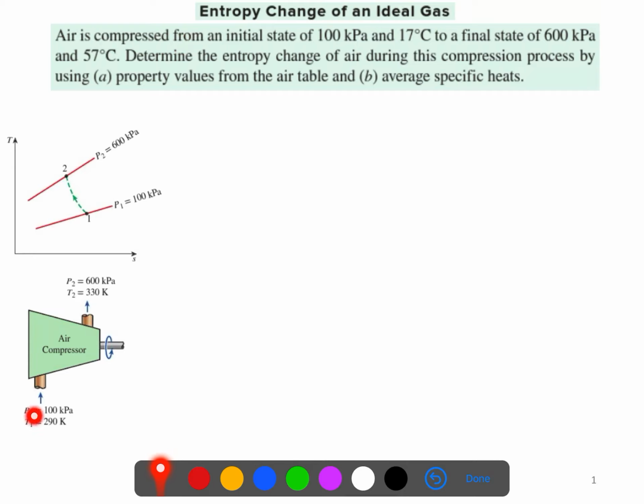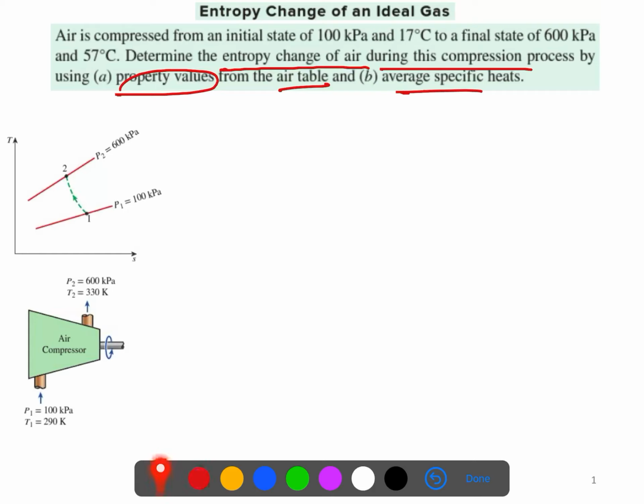The initial temperature and the pressure is given. The final temperature and the pressure is given. The question is asking, determine the entropy change of the air during the compression process. So we need to follow two different ways. Here we need to use the property value from air table, and the second one is the average specific heats. So let's try to solve this problem.